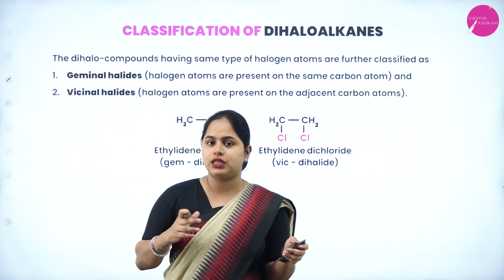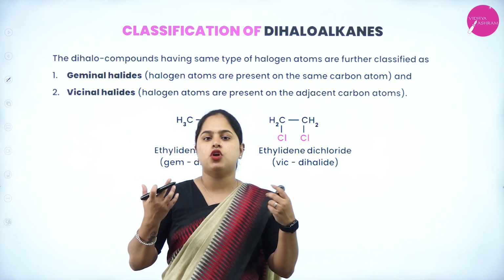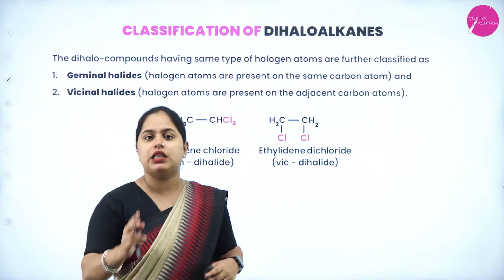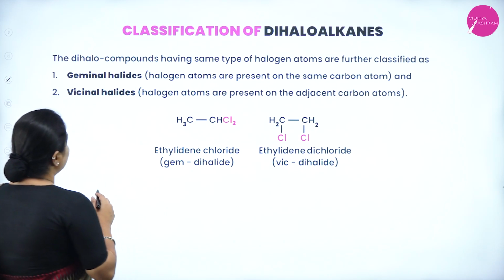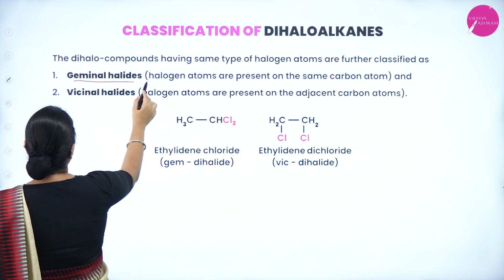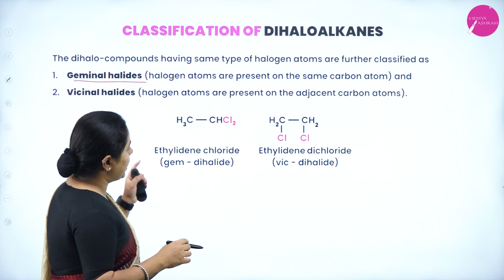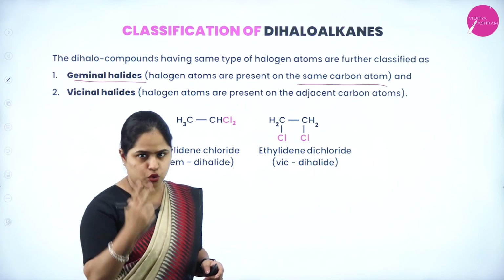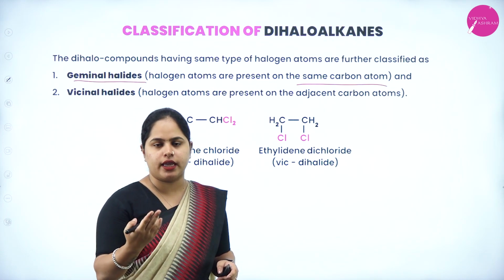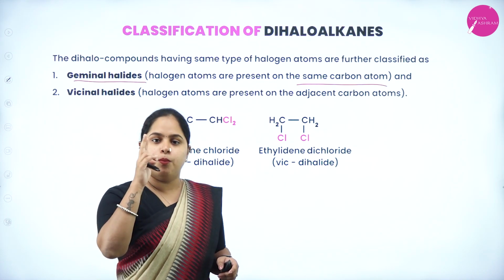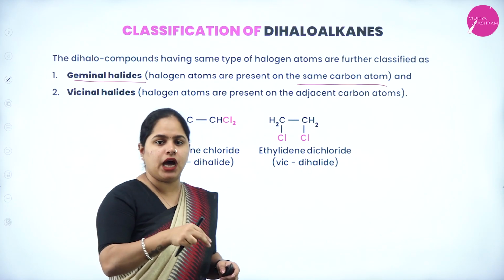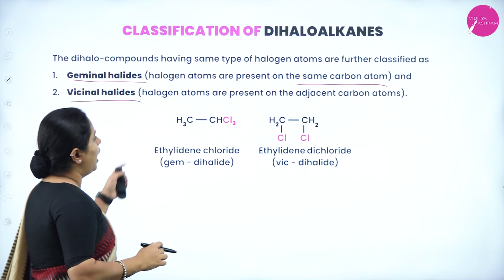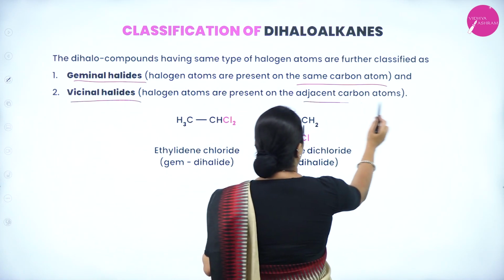So the classification till now which we had studied was based on monohaloalkanes, only one halogen was there. Now if it is a dihaloalkane, that means 2 halogen atoms, then the dihalo compounds are classified as geminal halides. That is, the halogen atoms are present on the same carbon atom. So how many halogen atoms are there? 2 halogen atoms, right? It is a dihaloalkane. So both the halogens will be present on the same carbon atom. Then it will be called a geminal halide. Now what is vicinal halide? Halogen atoms are present on the adjacent carbon atoms.